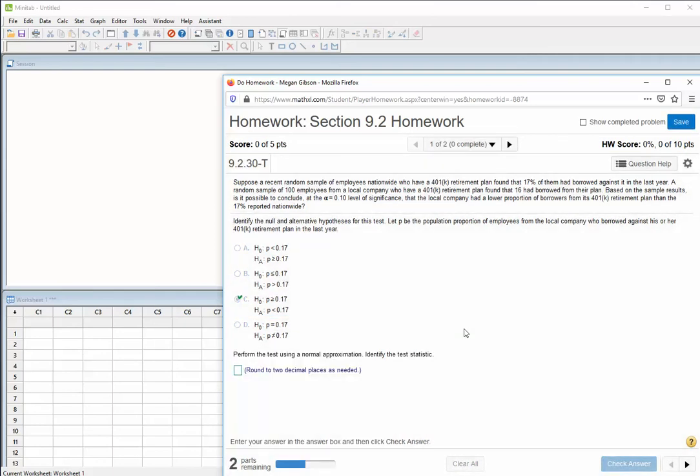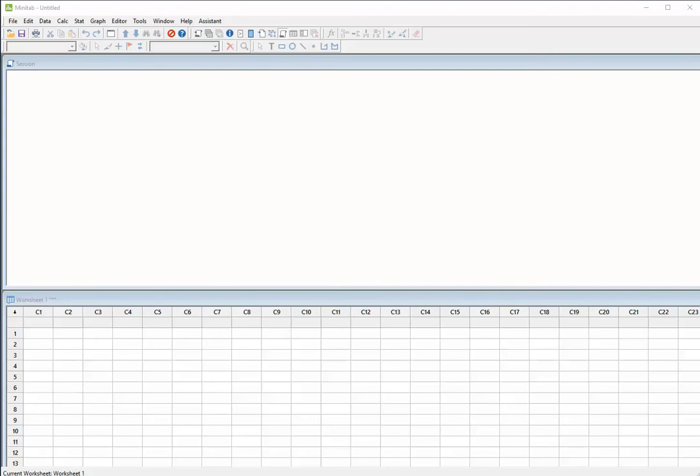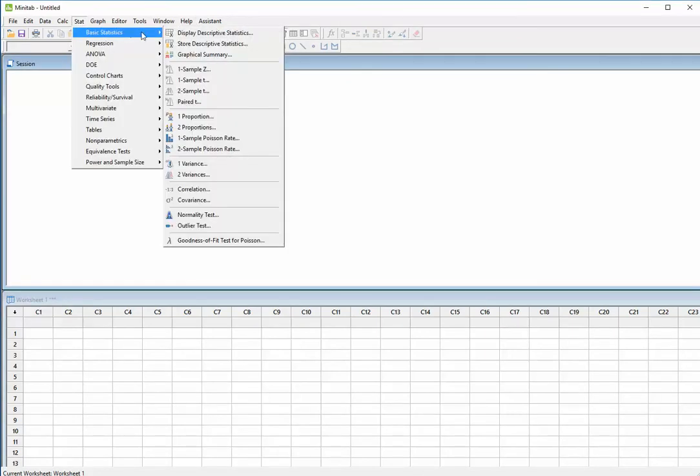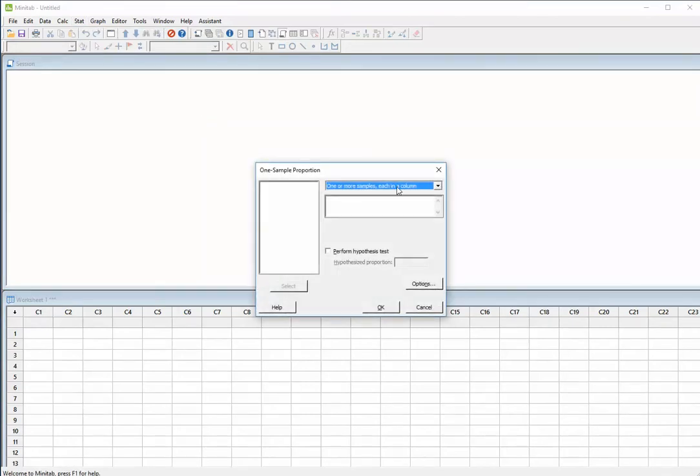Now we want to perform the test using the normal approximation. So we have our sample size of 100, 16 of them had borrowed from their plan, and then our hypothesized proportion is 17%. So in Minitab, we're going to go to Stat, Basic Statistics, and then use one proportion. I'm going to change this box to Summarize Data.